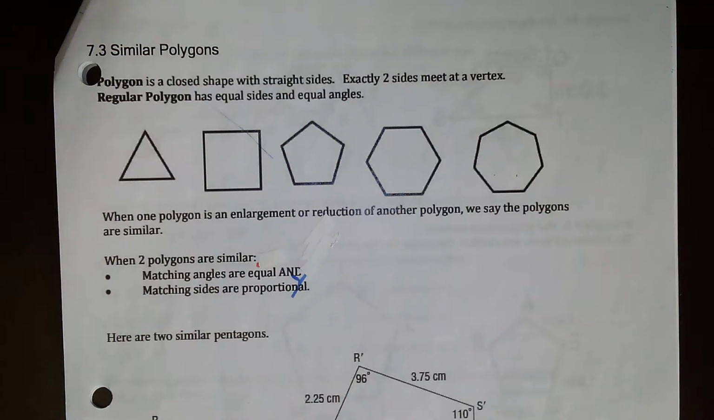Alright, hey grade 9, so we're going to get into our second part of our week 5 lesson. This is going to be all about similar polygons and determining if things are similar.